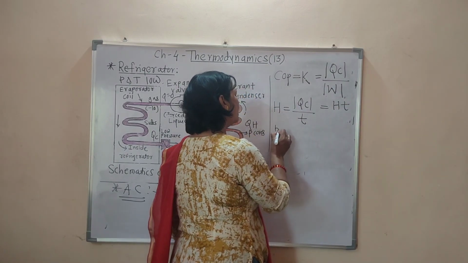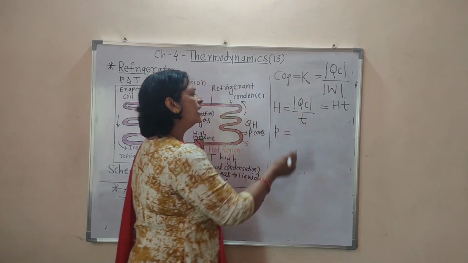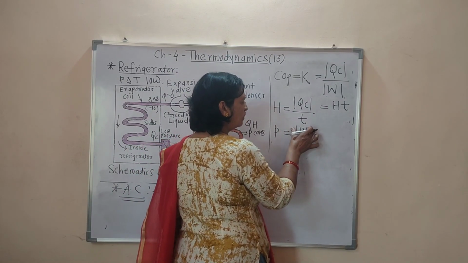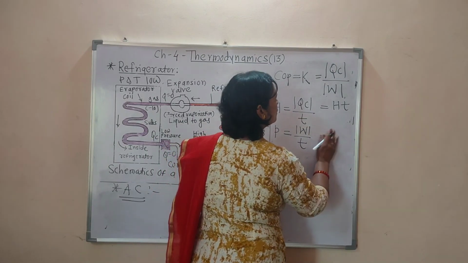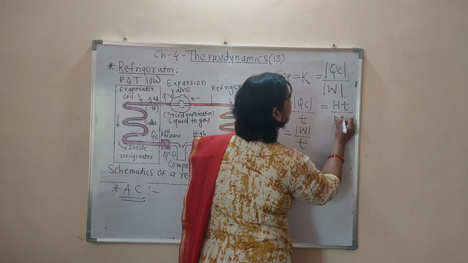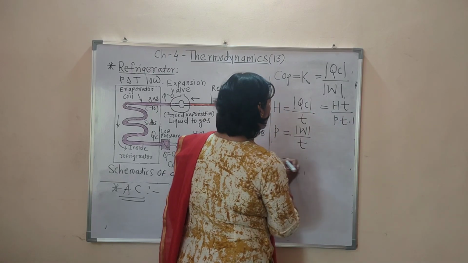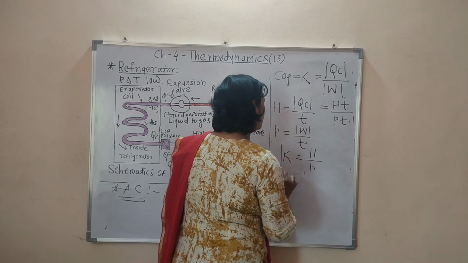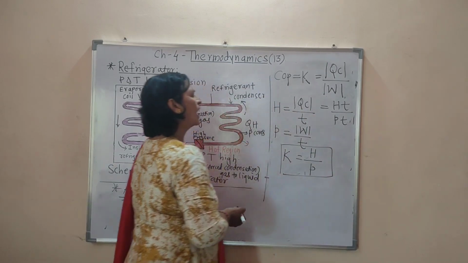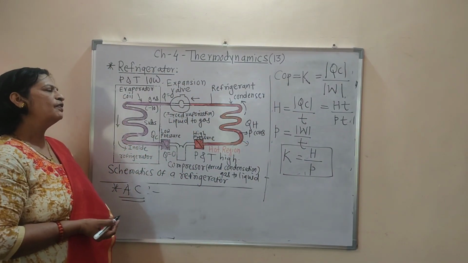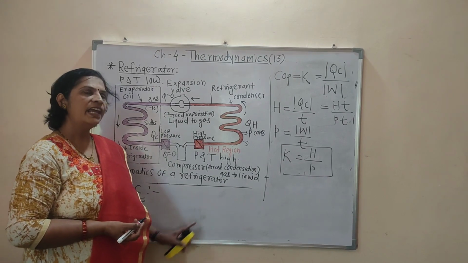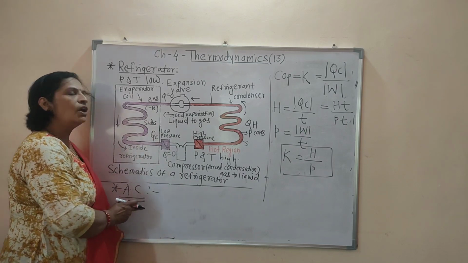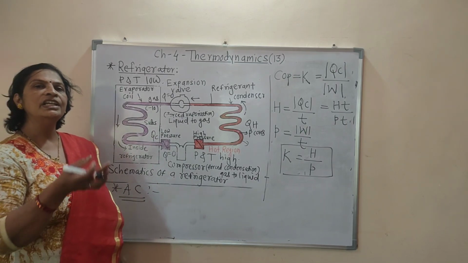Now we can substitute this value of QC equal to H into T. Then what is the power to remove this heat? Power is the time rate at which work is done, and therefore W is equal to PT. If we substitute W equal to PT, then the T gets cancelled, and K is equal to H by P. Understood? This is the formula to calculate the COP, coefficient of performance, of an AC or air conditioner. Then the capacity of an AC is measured in tons.